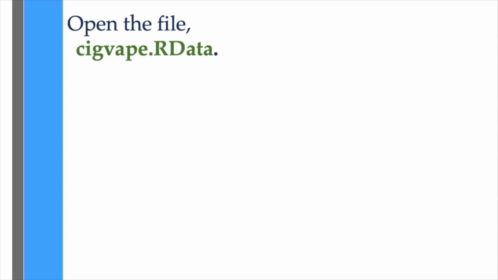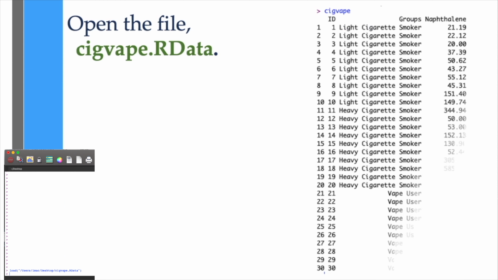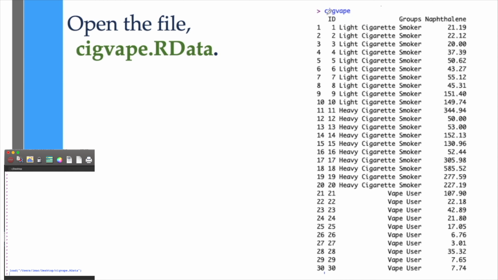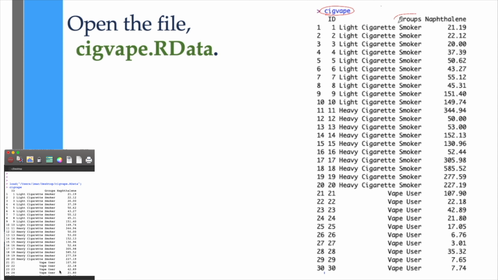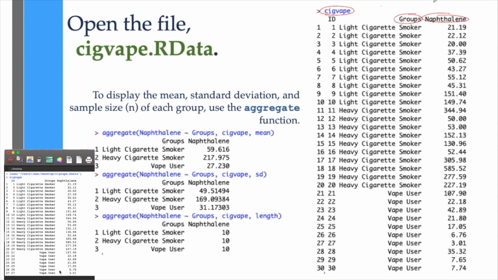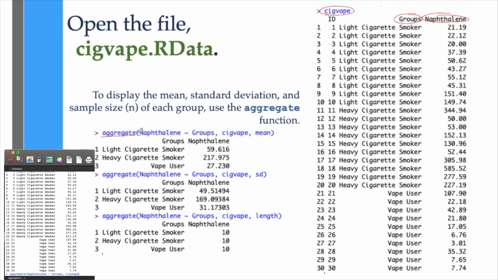So we may open the sigvape.r data, and as you open, you may type sigvape, and you will see these two essential columns, which are groups and naphthalene. You may also take a look at the mean, standard deviation, and sample size by using the aggregate function.